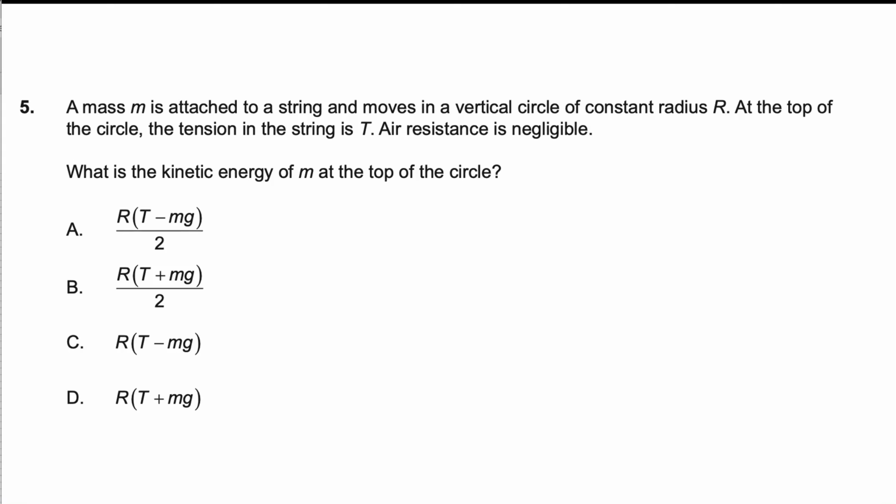Okay, we've got a mass attached to a string in a vertical circle. Again, another classic context, this one. This is a really typical situation. You'll see vertical circles of constant radius r. We know that at the top of the circle, the tension is T, and we want to know the kinetic energy.